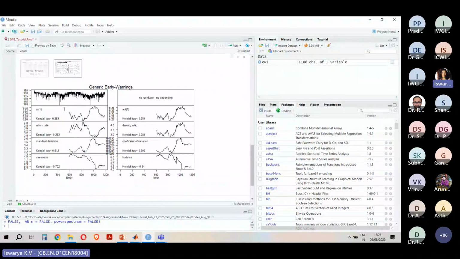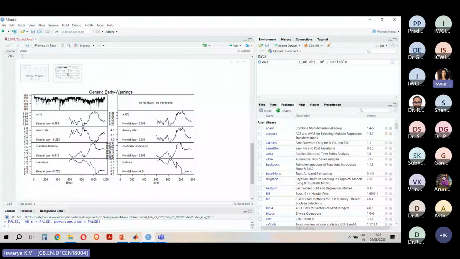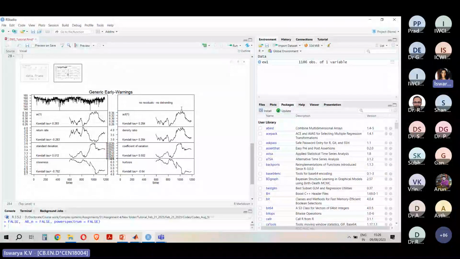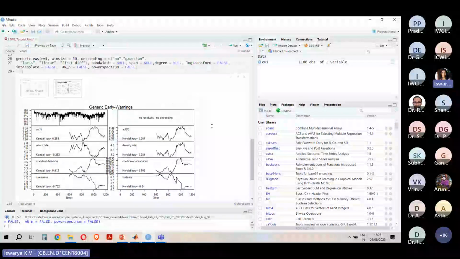So if you look at these results, you can see that the ACF, the autocorrelation function over here, increases somewhere between 800 and 1000 seconds. This value increases, and you can also check the coefficient of variance. You can check the standard deviation. All of these values show an increasing trend, which means that somewhere around 850 to 900 seconds, the system will be undergoing a transition. So this is a very simple and straightforward toolbox that you can just try out.